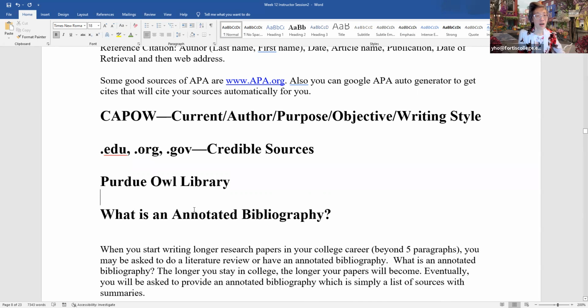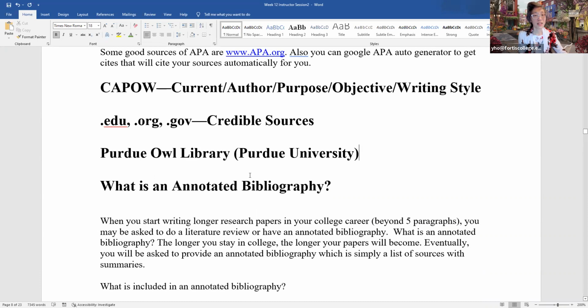Everybody uses their library for APA, MLA, how to write an essay, how to write a thesis statement. I mean, and grammar. It's got everything, and it's from Purdue University. They have an excellent English program. I know someone who went there.